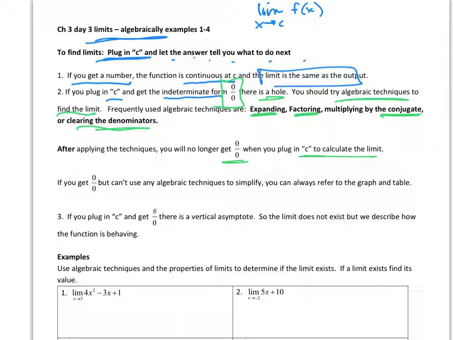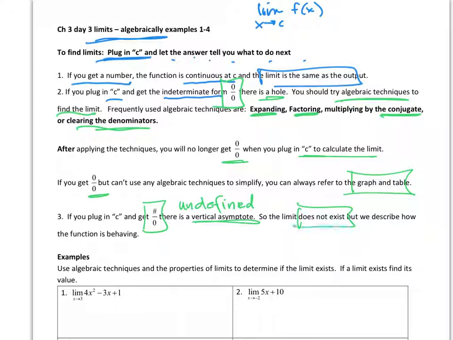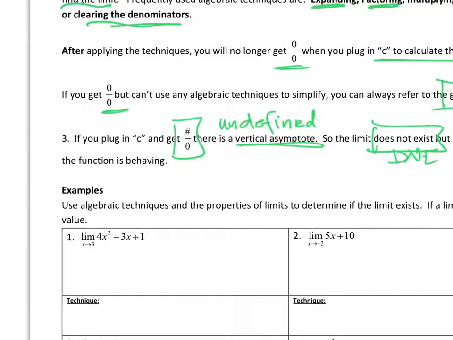Now, if for some reason you cannot get what the value is, you can always look at a graph or a table. The next thing is if you end up with a number over 0, if you recall, trying to divide by 0 means it is undefined, and there would be a vertical asymptote right there. When there's a vertical asymptote, the limit does not exist. All right, so let's go ahead and look at examples 1 through 4.